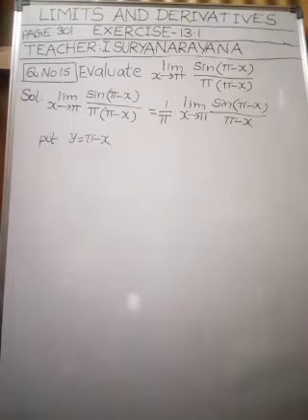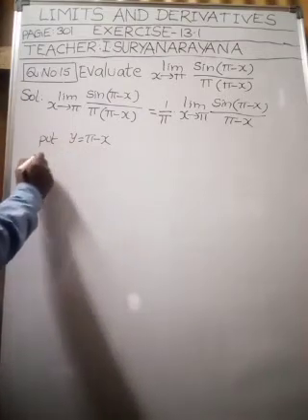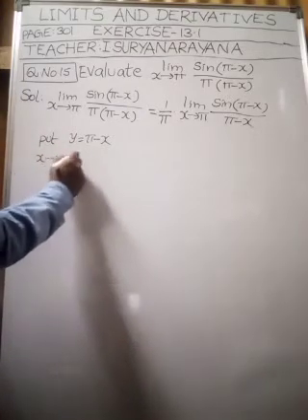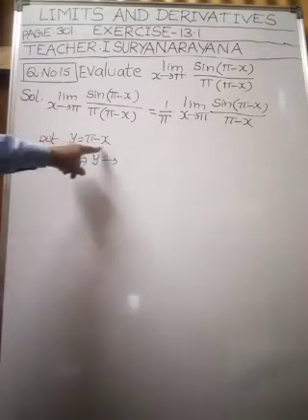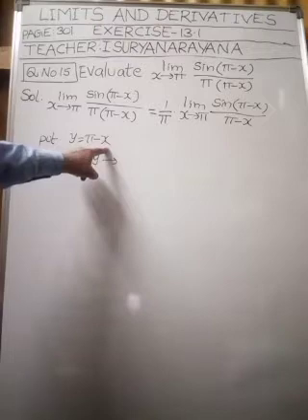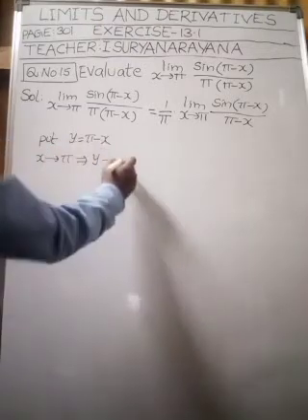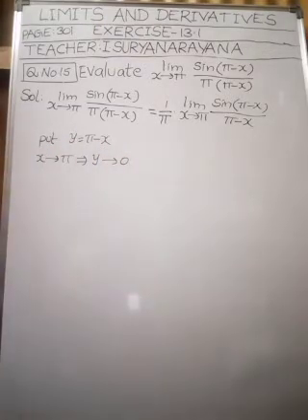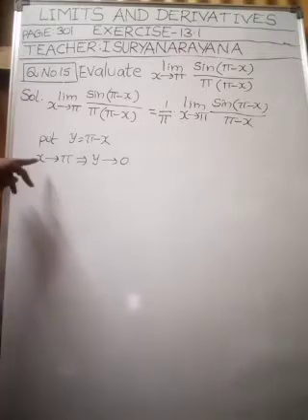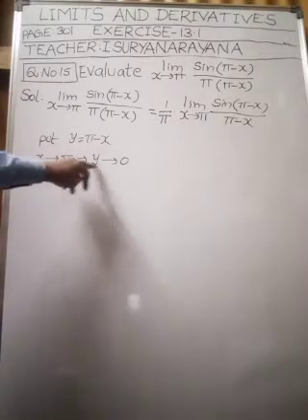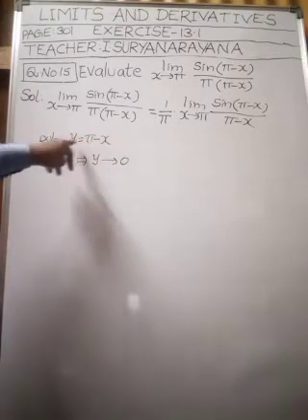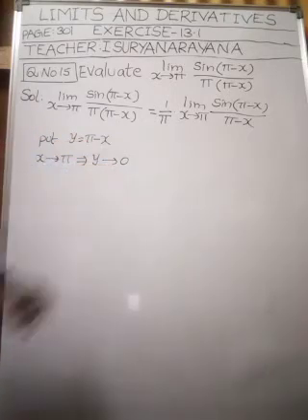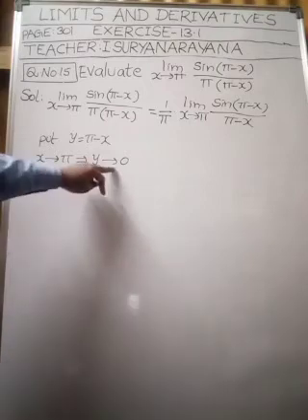So as x tends to pi, then y tends to, put x equal to pi, pi minus pi, what do you get? y is equal to 0. So y tends to 0. Understood this point, my children? As x tends to pi, y tends to 0, because in this equation putting x equal to pi, y is equal to 0. We get y tends to 0. Understood this step, my children?